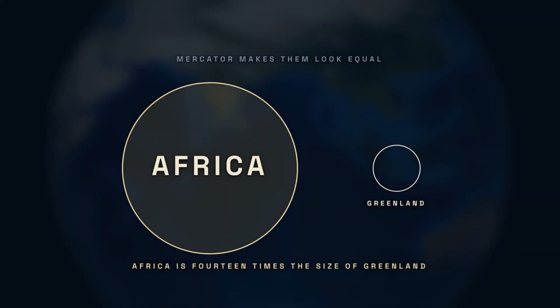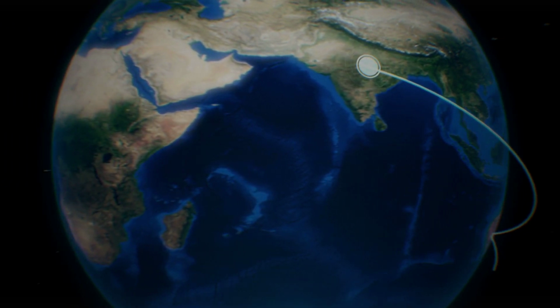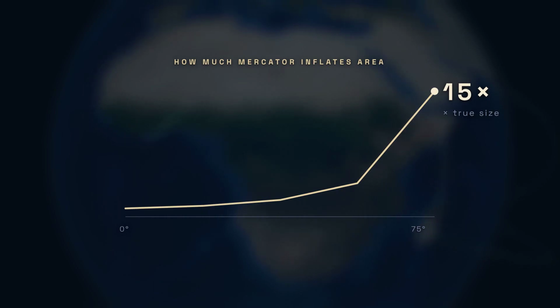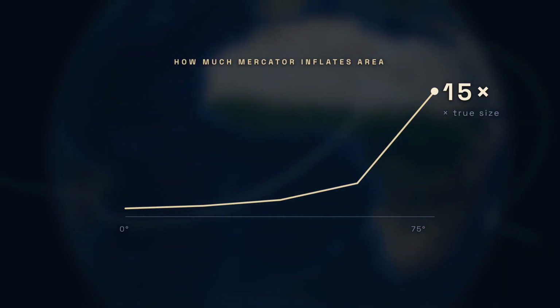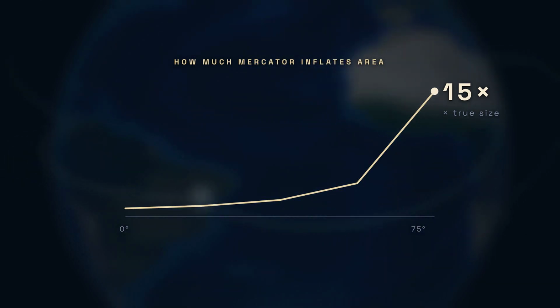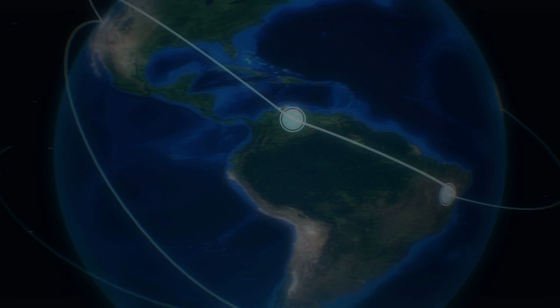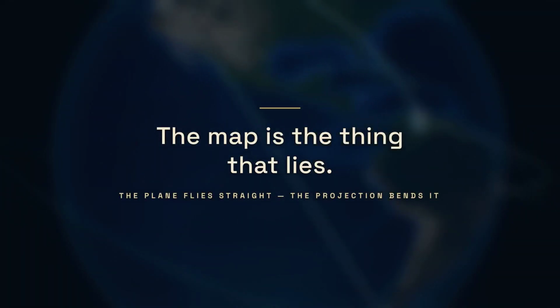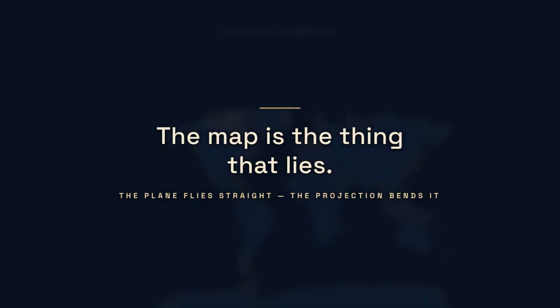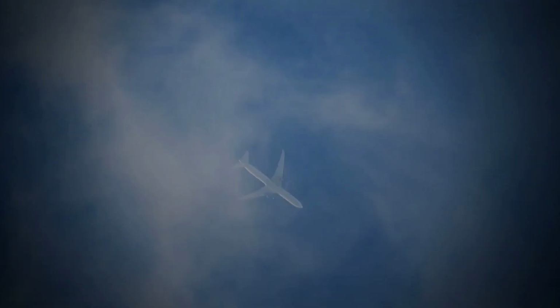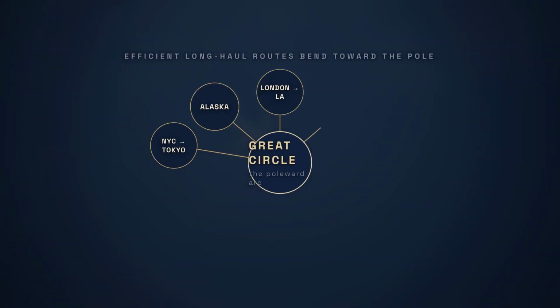That same stretching is what curves your flight path. Near the poles, the map exaggerates space, so the shortest real route gets bent into an arc that climbs toward the top of the frame. The plane is flying straight. In the only sense that matters on a ball, the map is the thing that lies. This is why a New York to Tokyo flight crosses Alaska, and why London to Los Angeles drifts over Greenland and northern Canada. The Great Circle sends them poleward.